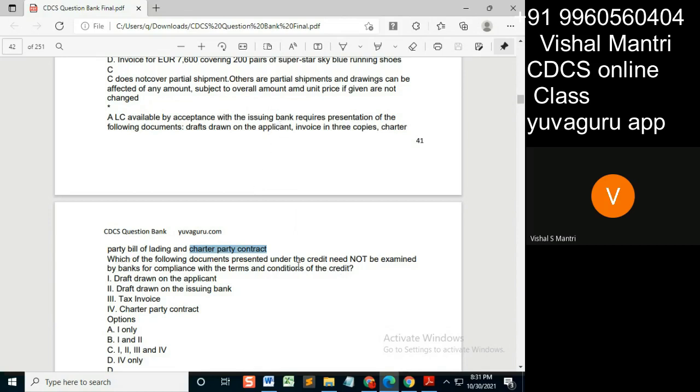Which of the following docs presented under the credit need not be examined by banks for compliance with the terms and conditions of the credit? Okay, need not be examined. Draft drawn on the applicant. Does this come under Article 14? Draft drawn on the applicant? It won't, right? It comes under the clause of draft.